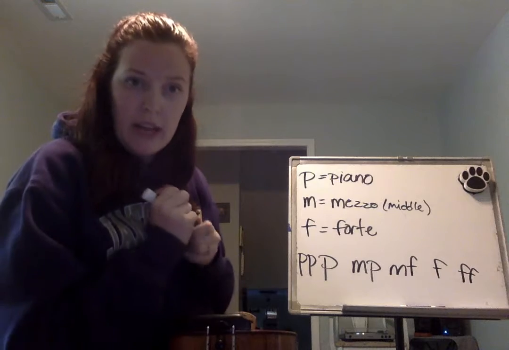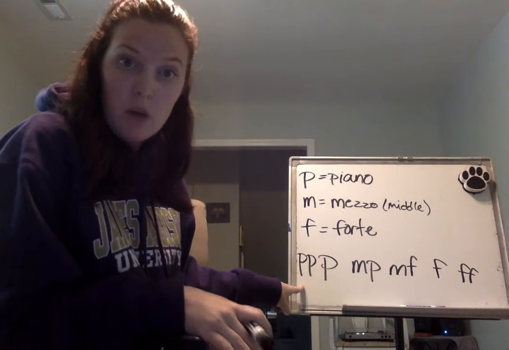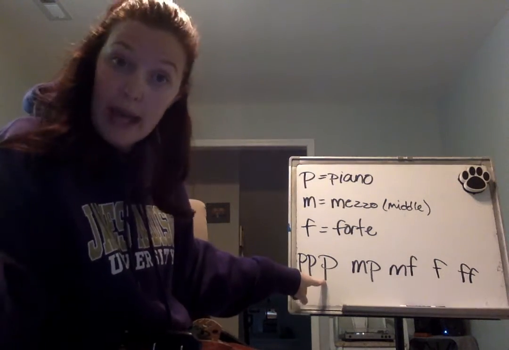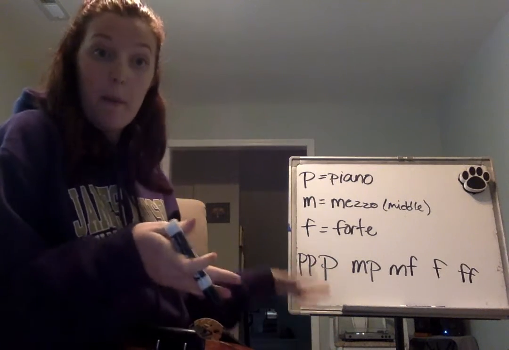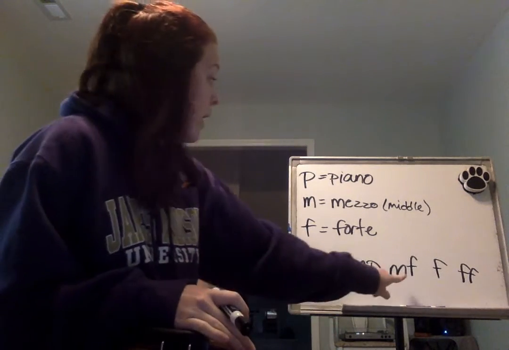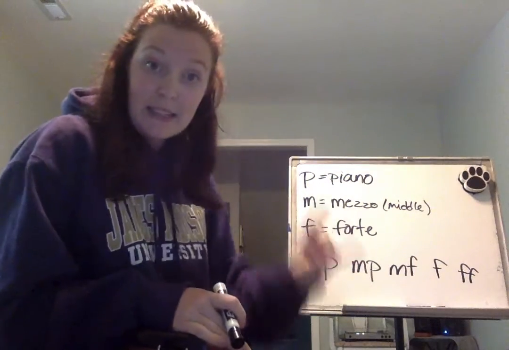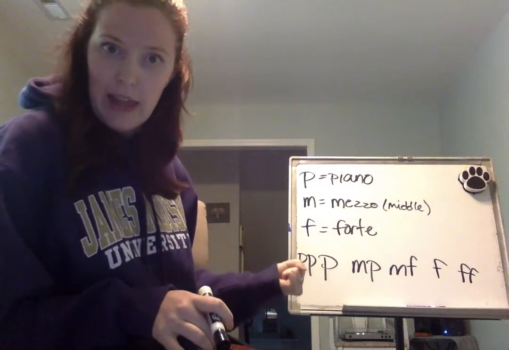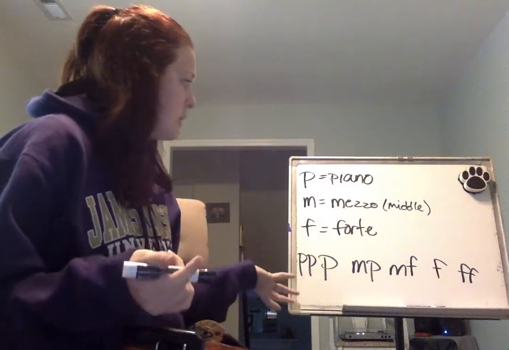So all together, here are the symbols. We have pianissimo, the quietest. Piano, quiet. Mezzo piano, medium or middle piano. Mezzo forte, middle forte. Forte, loud. And fortissimo, the loudest. For now. So here's what we have.